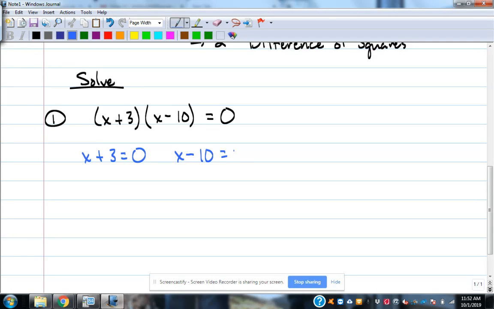So we set each factor, once it's factored, set each individual factor equal to 0 and solve those. These are one-steppers. They're really easy to do. Subtract 3, x would be -3. Add 10, x would be 10.